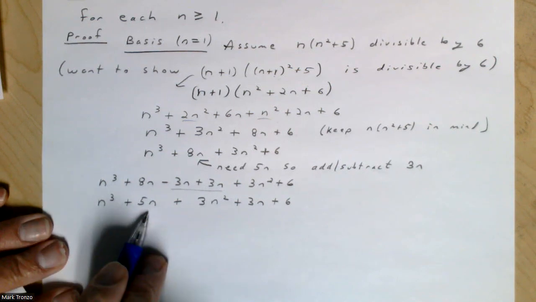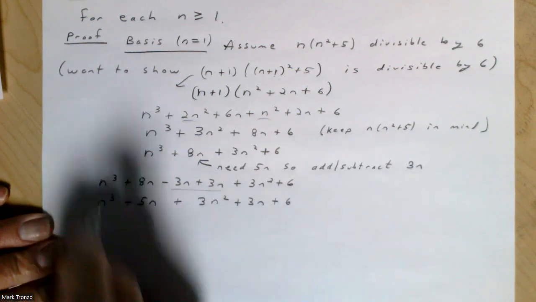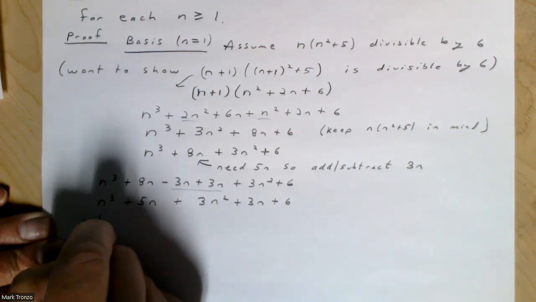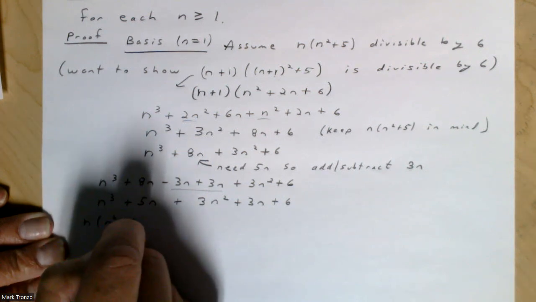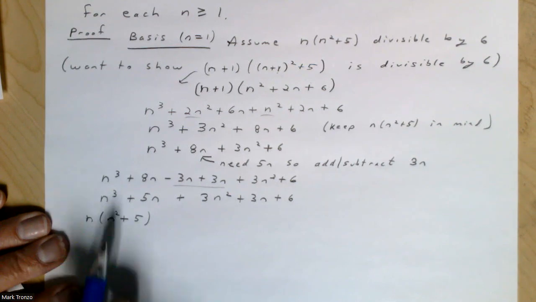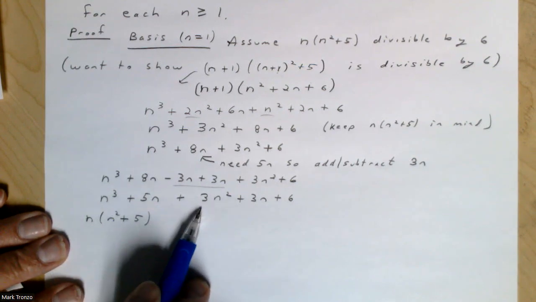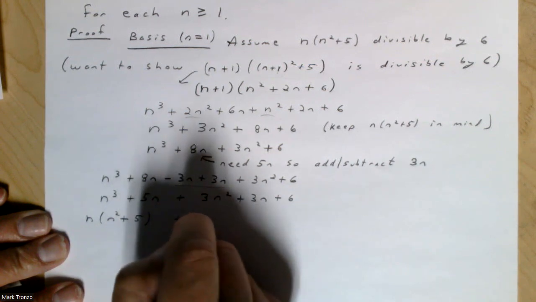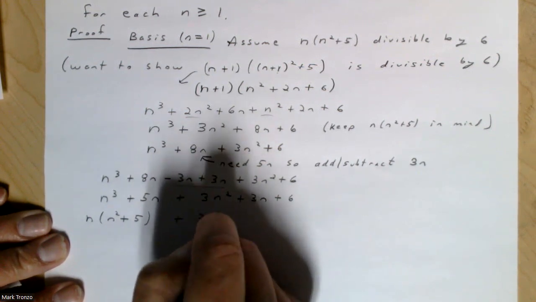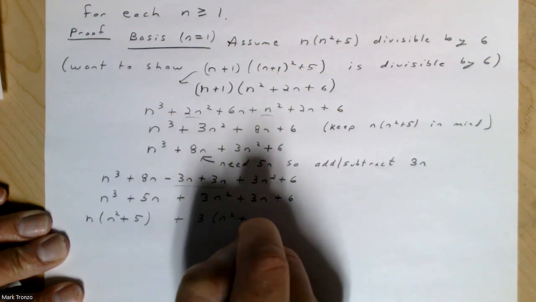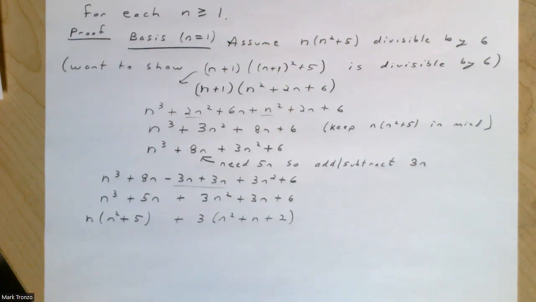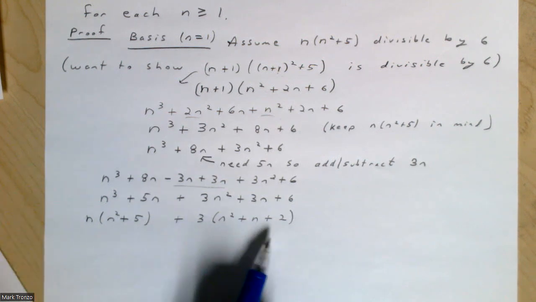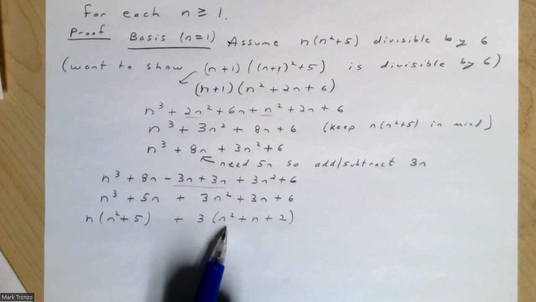Now let's factor out an n out of this. Again, that'll give us our assumption. Remember, by assumption, we can say that's divisible by 6. Now, what about over here? Let's factor out a 3. We get this. Now, we're going to have to be a little bit creative over here.